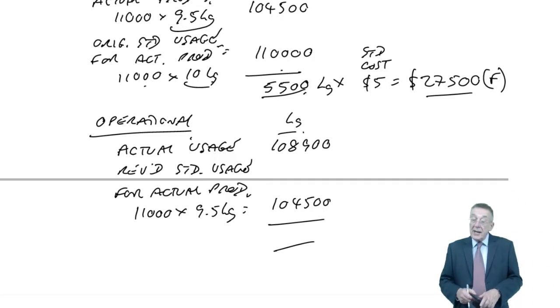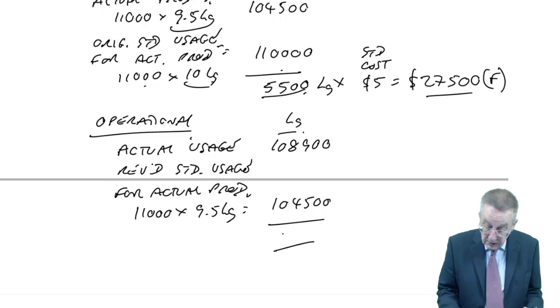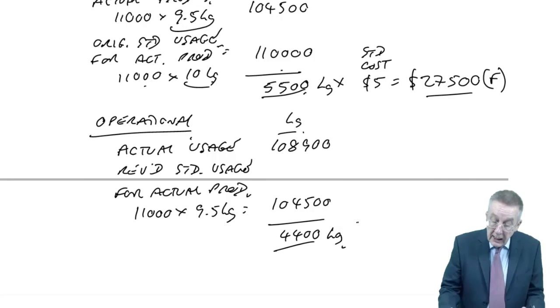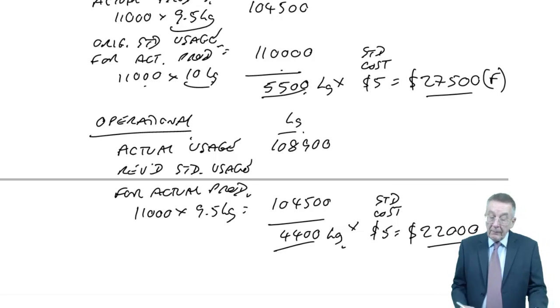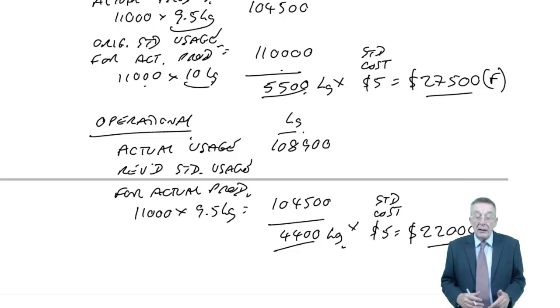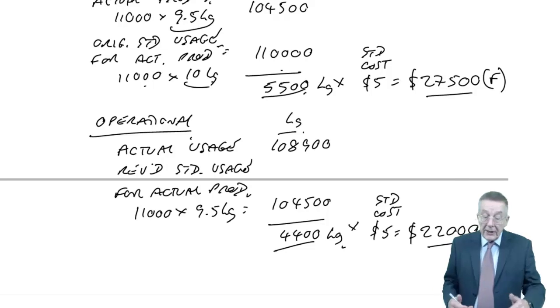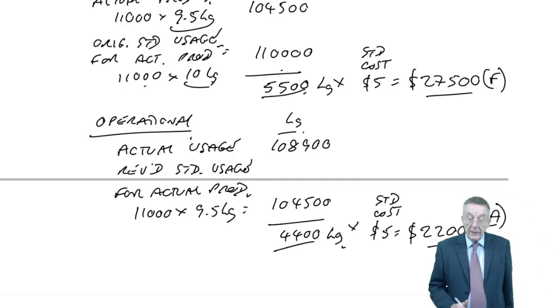And in fact, the manager has used more than we would have expected. What's the difference? 4,400 kilos. Cost out at the standard cost. The original standard cost was $5. 22,000. And as I said a moment ago, having revised the usage, knowing that we should be using 9.5, for some reason we've used more. It's adverse operational.